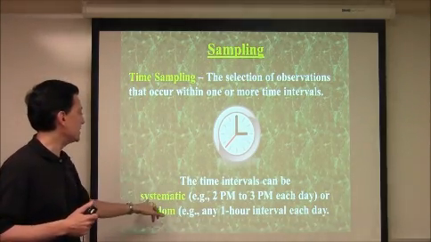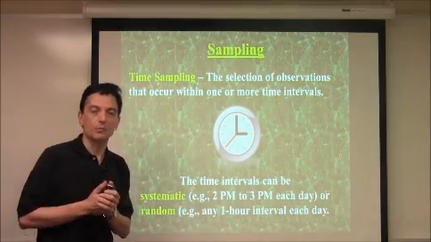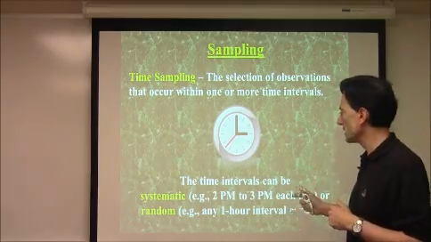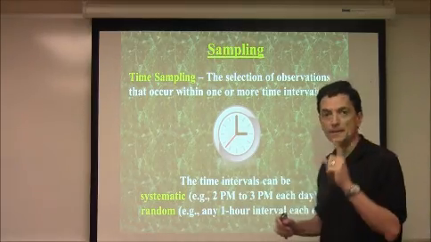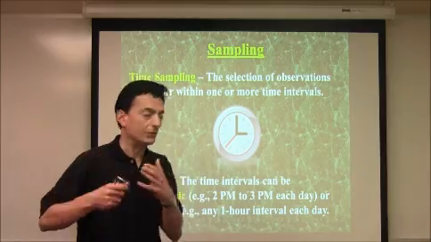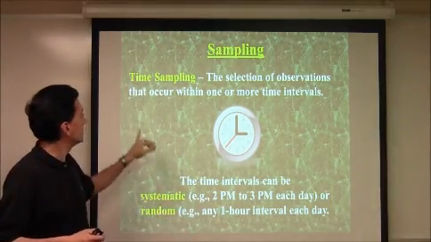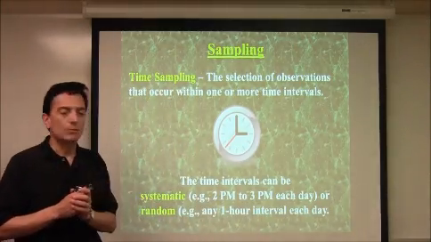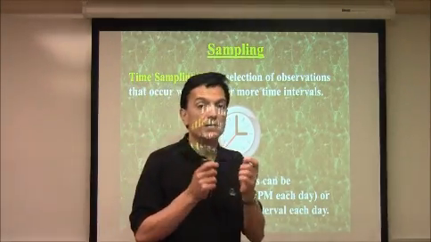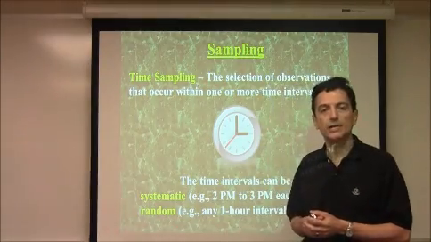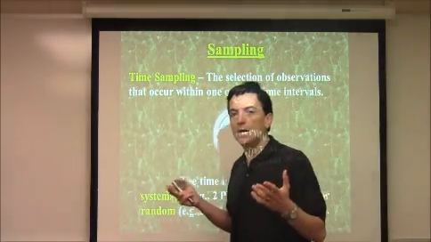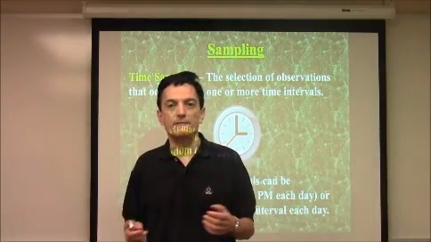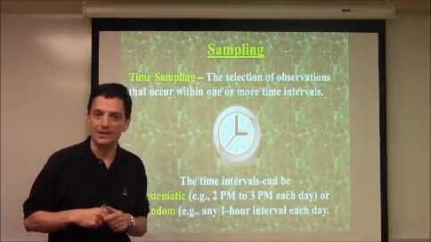And the time intervals can be either systematic. For example, we might say that we're going to make observations in a particular setting, in a particular situation, between 2 p.m. and 3 p.m. each day. That's a 1 hour interval. Alternatively, we can have a random time sampling, so there can be any 1 hour interval in the day. So we might say, for example, that it could be 2 to 3 p.m., but we can have a random number generator pick starting times between, say, 8 in the morning and 5 in the afternoon, if that's when the folks that we want to observe are going to be operating in that time window.